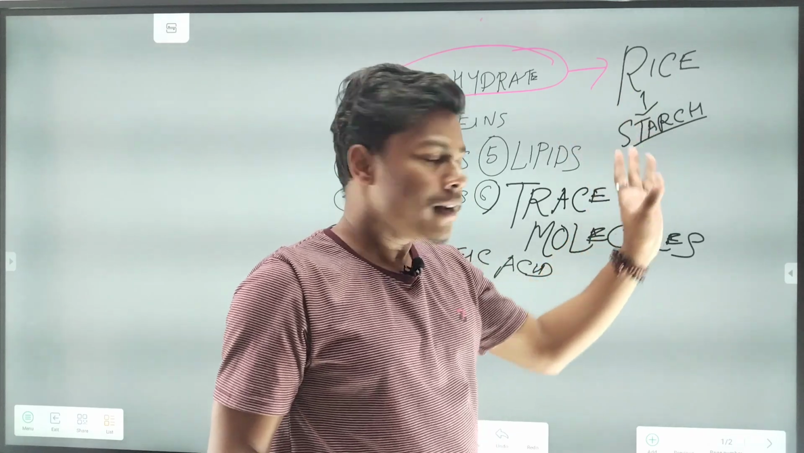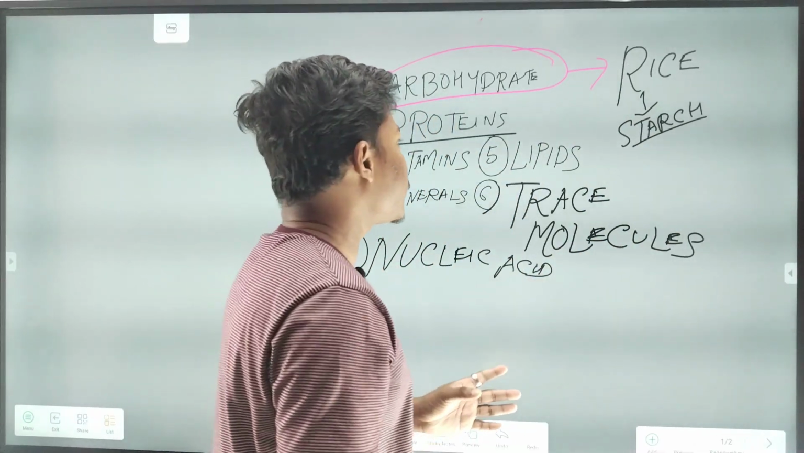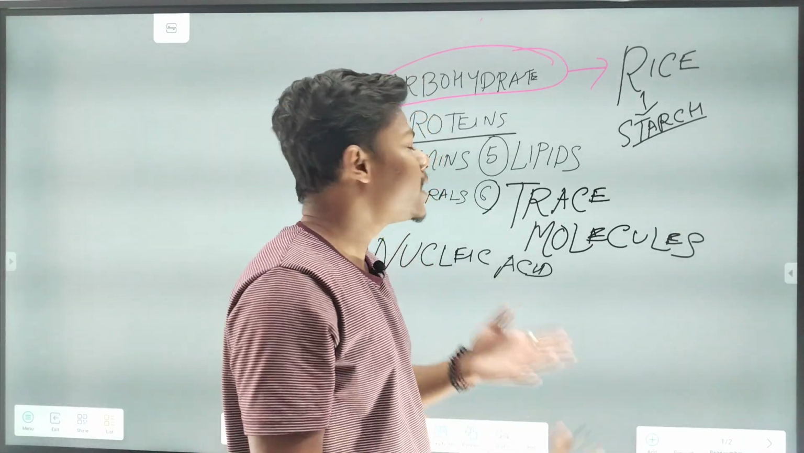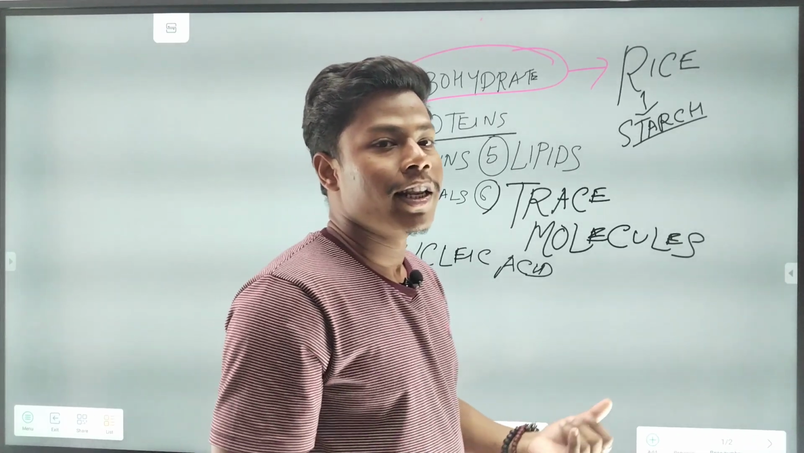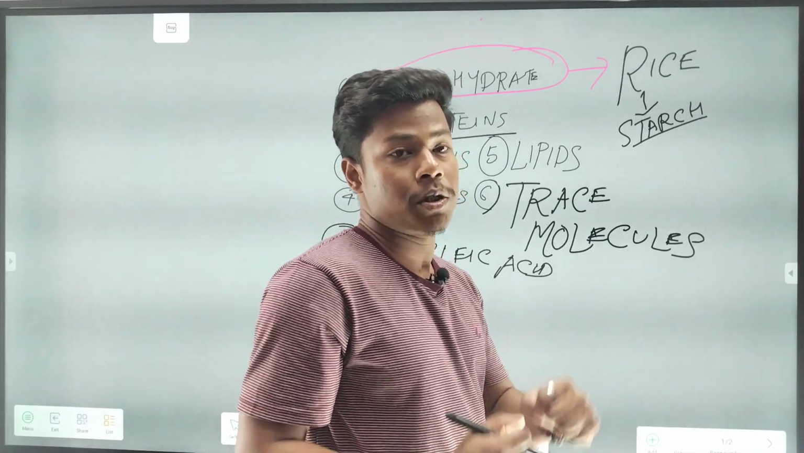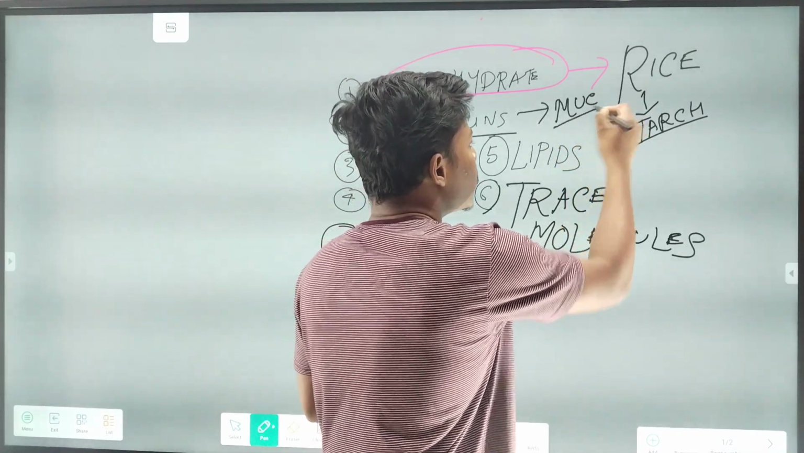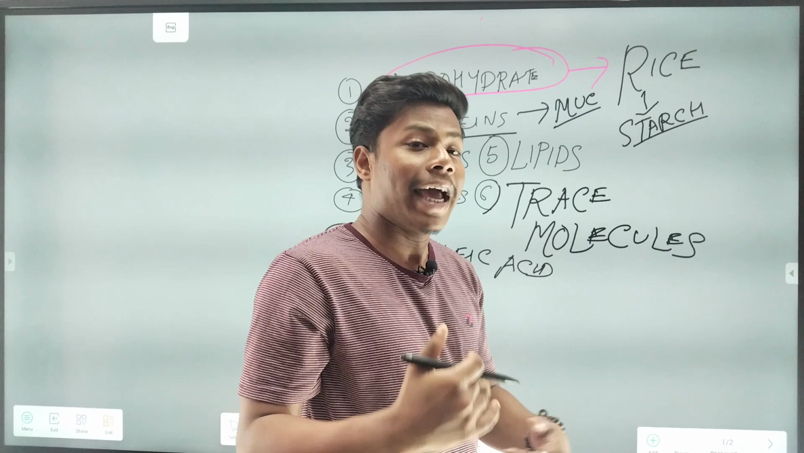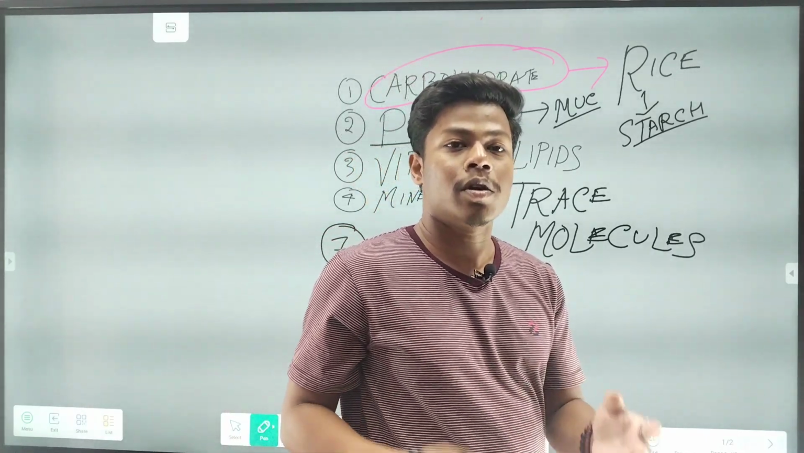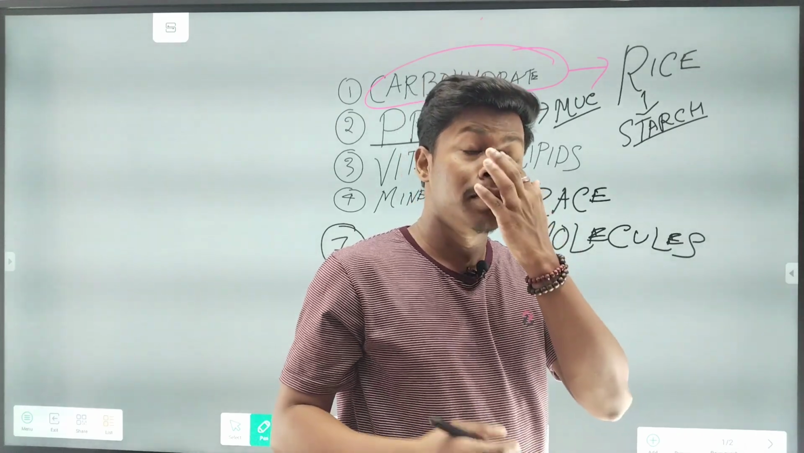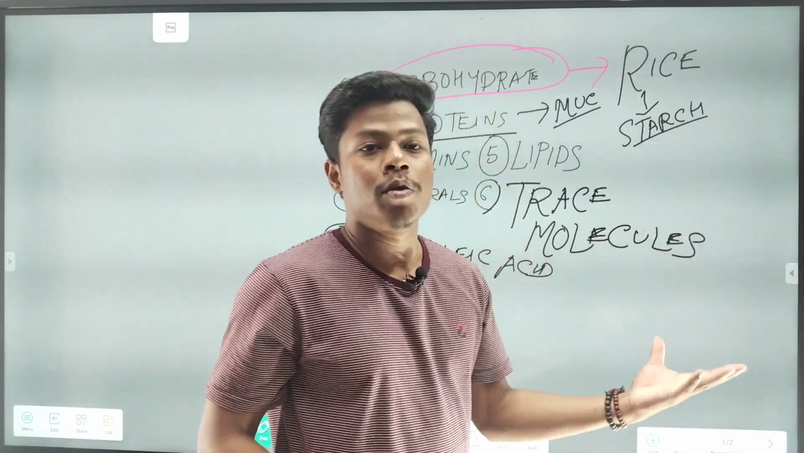Okay, fine. Then we have proteins. Most of us go for gym workouts, right? We eat protein. So why do we eat protein? Because proteins help in the formation of our muscles. Along with muscle formation, we require protein for the synthesis of hormones, some neurotransmitters, and some receptors in our body.